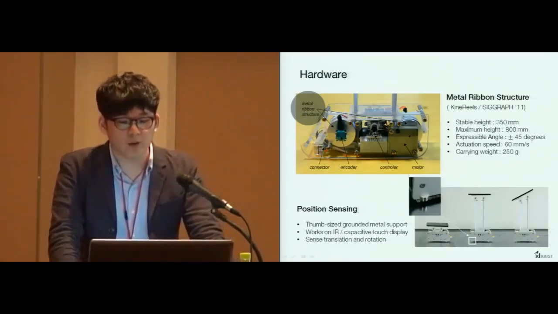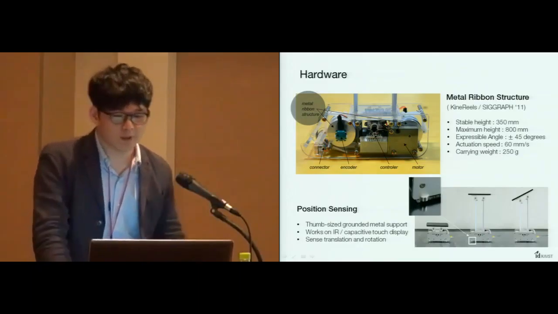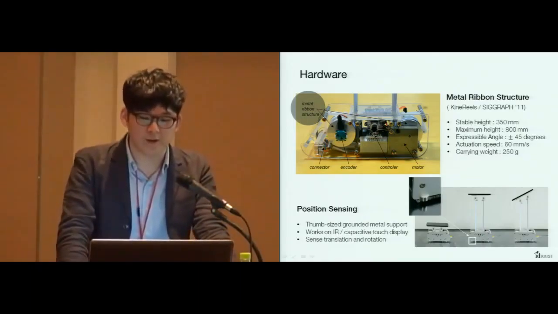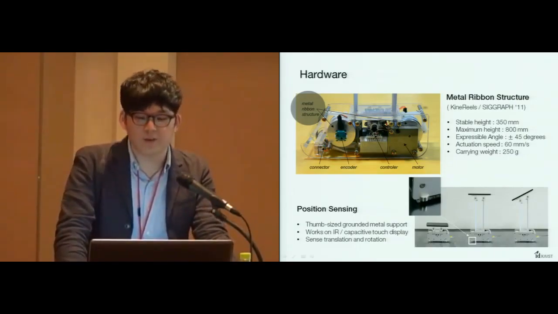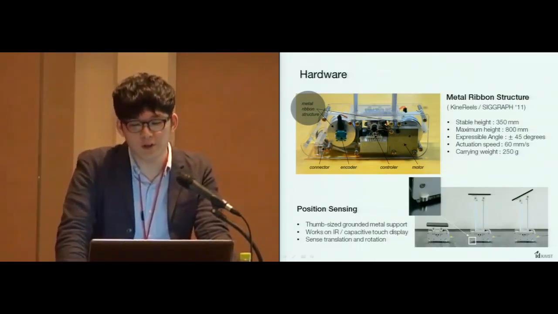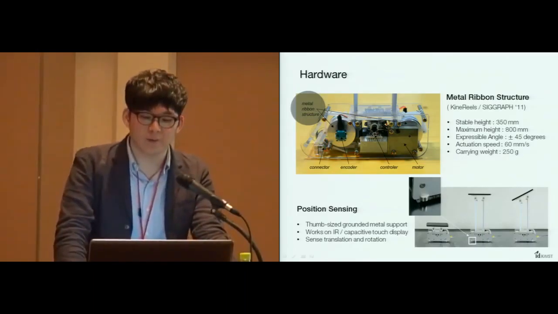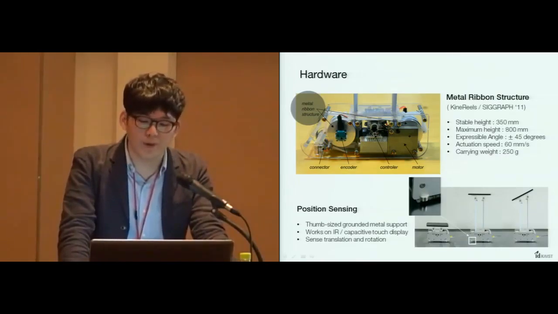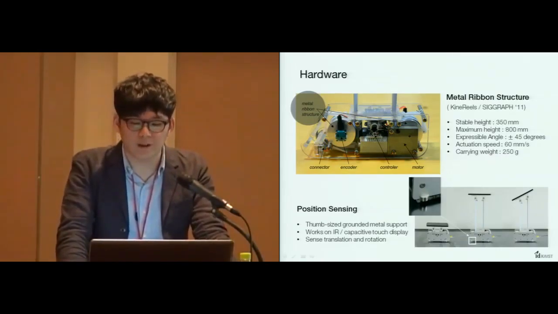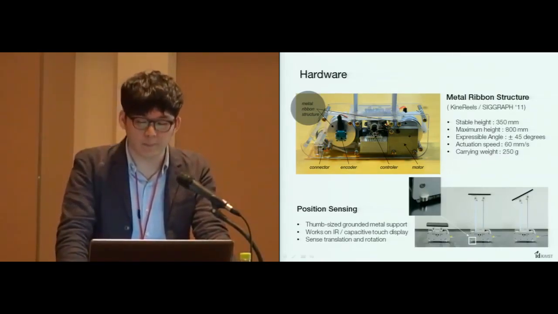To create a small tangible interface device, we adopted a rollable metal ribbon structure as the actuation method. The structure was first introduced in the work Kinereels at SIGCHI 2011. With the help of this structure, G-raff can elevate its head part stably up to 350 millimeters, and by putting the structure at both sides, G-raff can express the incline of the head within 45 degrees.